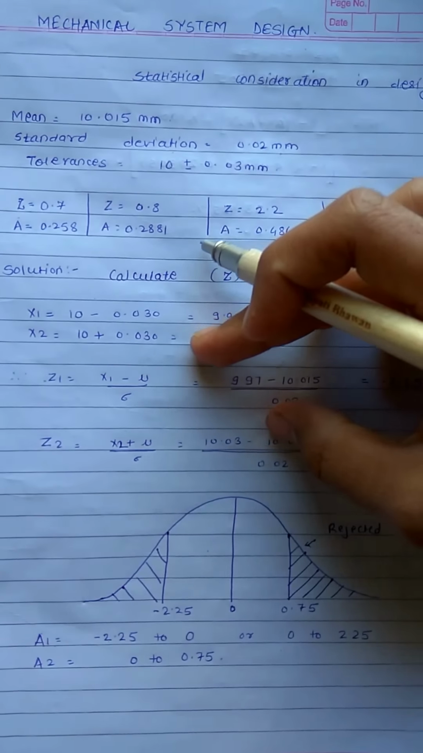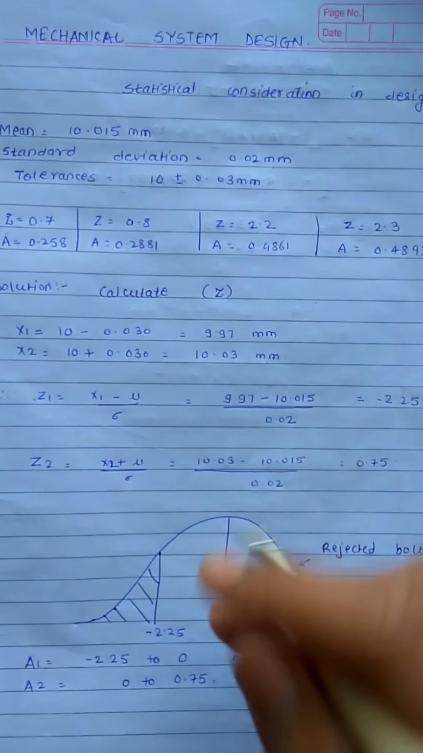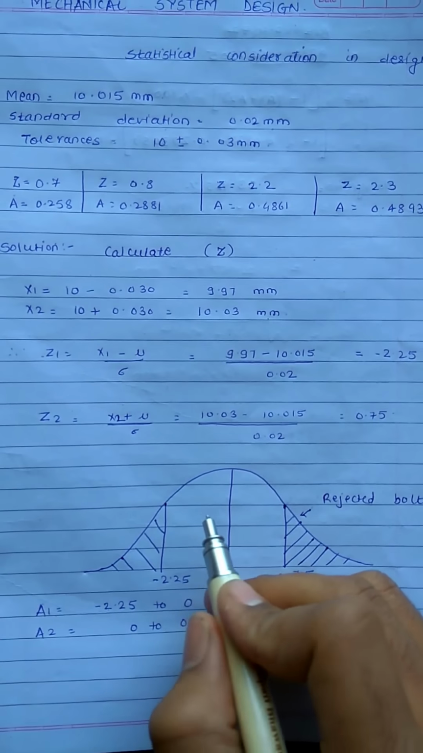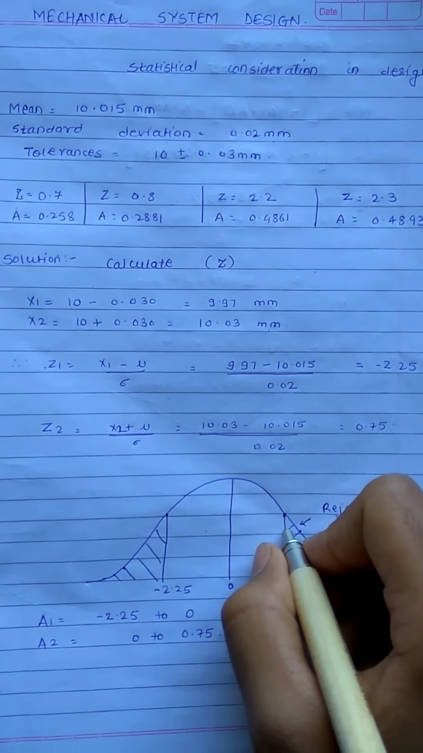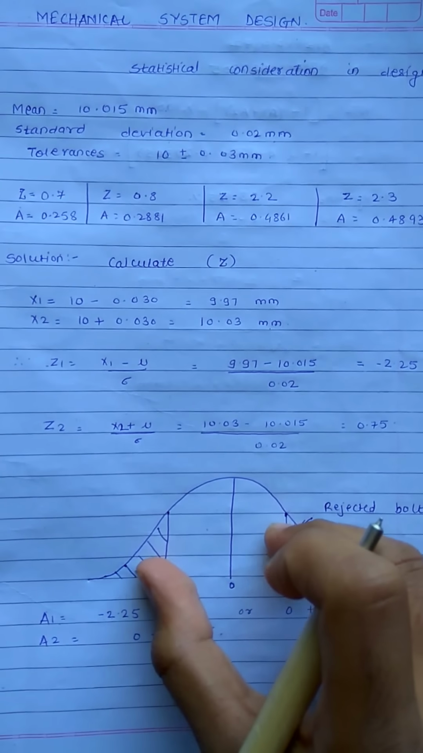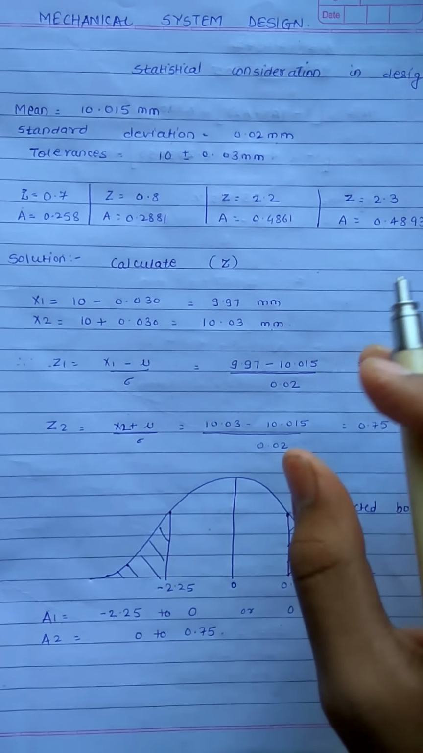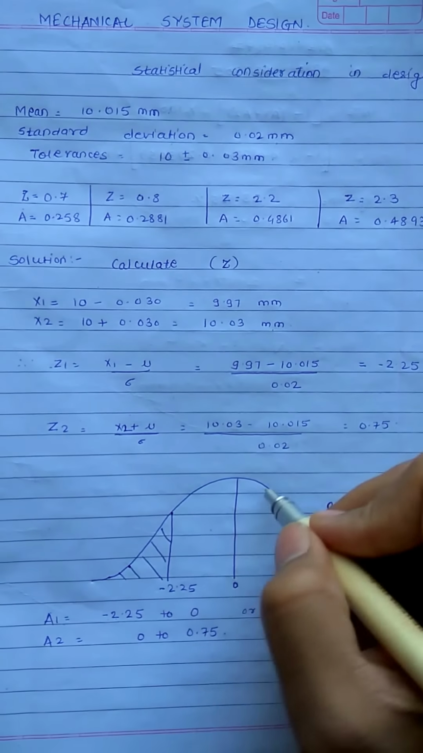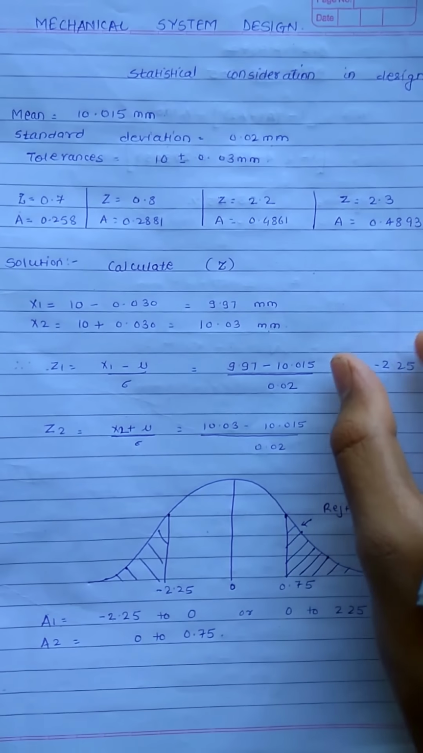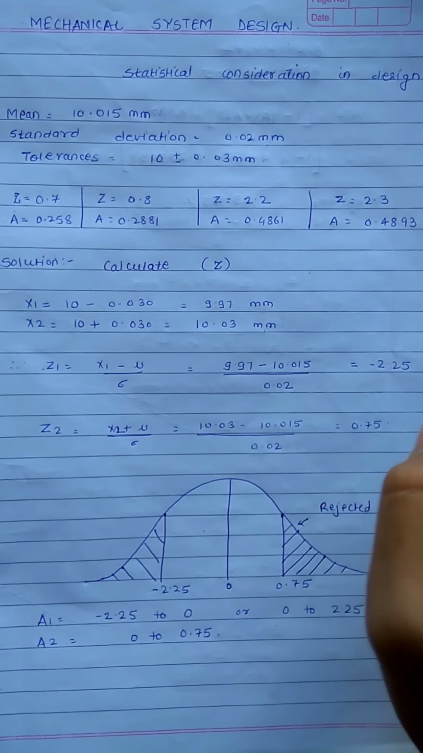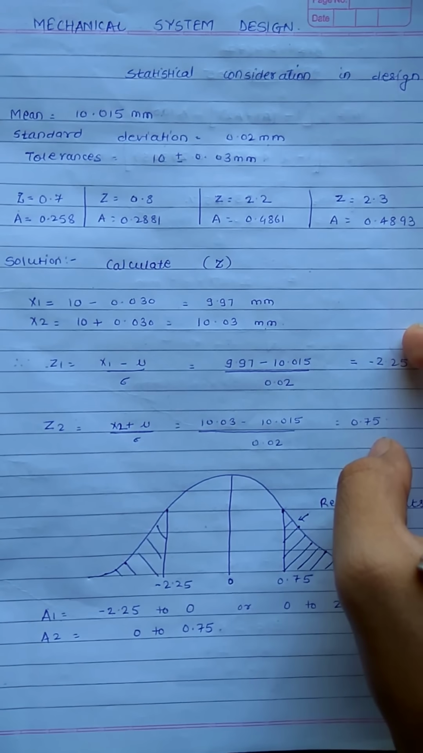Now these z values are corresponding to the acceptance area on the curve. As we all know this curve, the 3 sigma lies on the left side and 3 sigma lies on the right side. So total 6 sigma lies on this curve. Minus 2.25 and 0.75 represent the area between them where the bolts or the forgings will be accepted, and the area beyond minus 2.25 and 0.75 will be rejected. So this is the main significance of the two values.